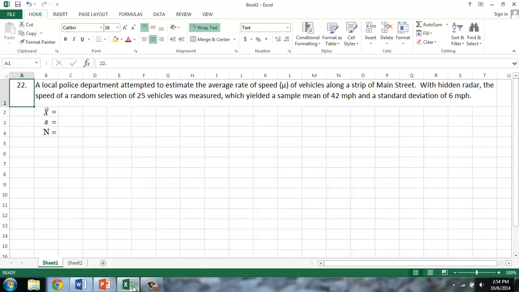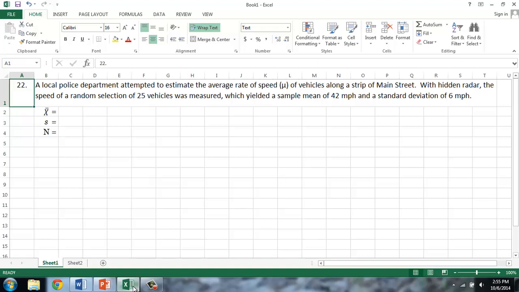This question states, a local police department attempted to estimate the average rate of speed of vehicles along a strip of Main Street. You'll notice that they use the Greek character mu. The reason they use the Greek character is because the researchers are interested in the population mean. That is, the mean speed of all vehicles traveling along Main Street. However, they are not going to measure every vehicle. Instead, they'll select a sample.